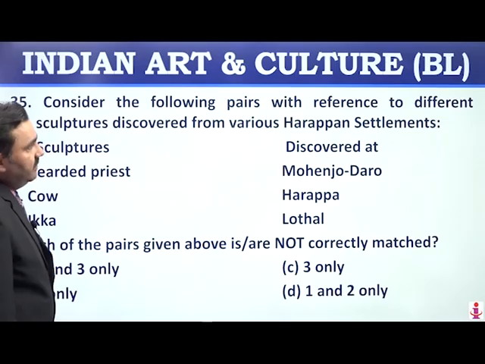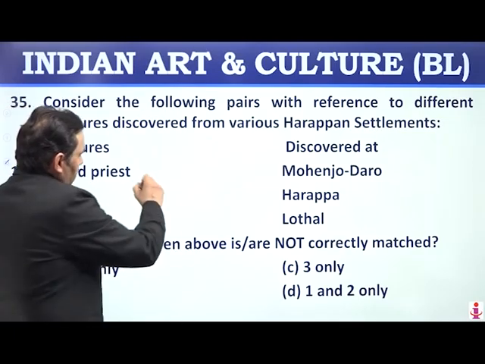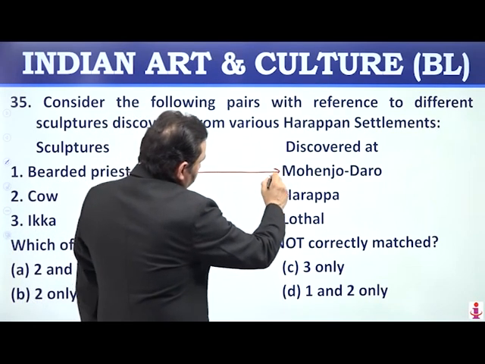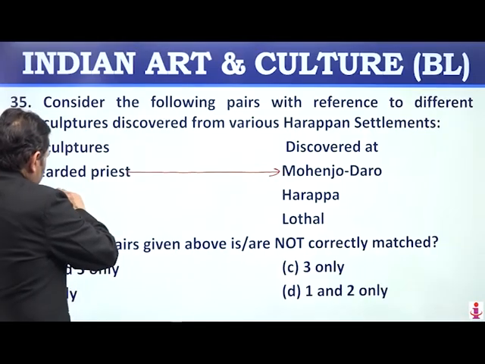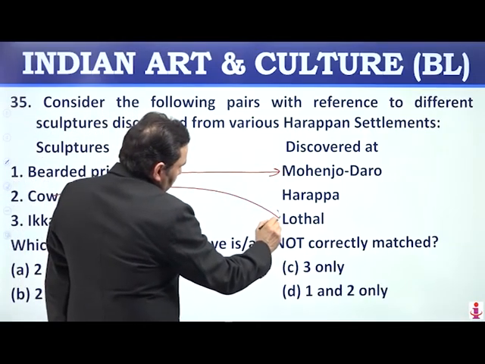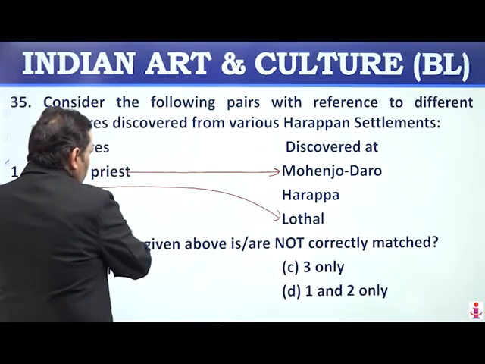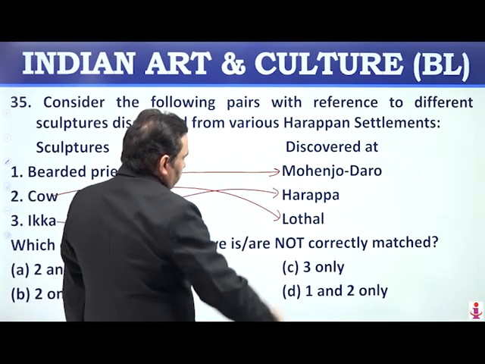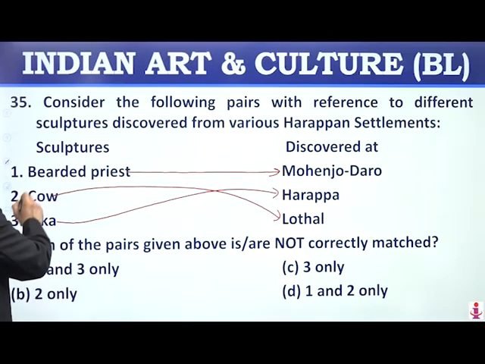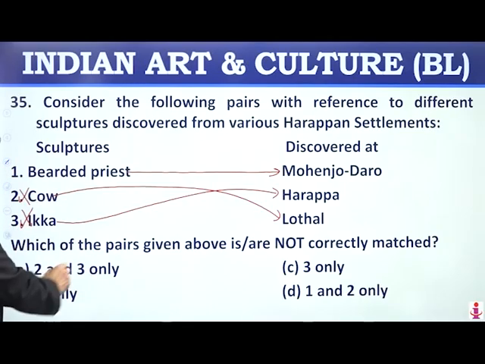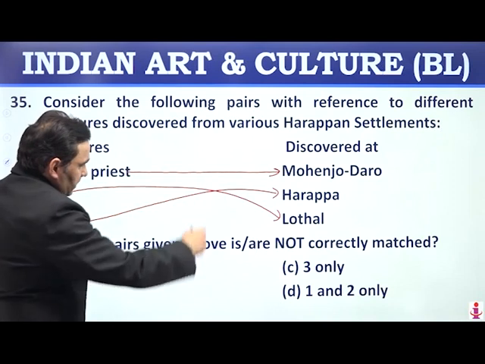Consider following pairs with reference to different sculptures. Bearded priest. The statue or the sculpture of bearded priest was found at Mohenjo-daro. 2. Sculptures of cow were found by Ranganath Rao at Lothal. Ikka, bullock cart were found at Harappa. Which of these is not or are not correctly matched? 2 and 3 are not correctly matched. Option is A. First is rightly matched.